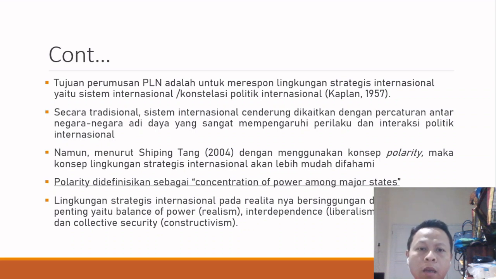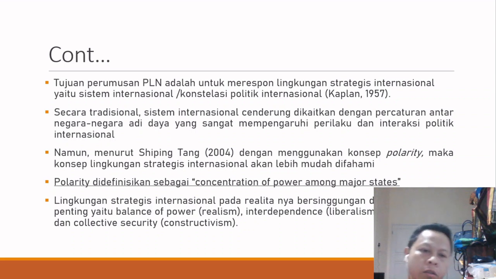That is why the study of international relations is very important for us: to understand how the international environment, international politics, influences domestic politics. So this is the key point here, that the international environment is very significant in influencing foreign policy decision making.